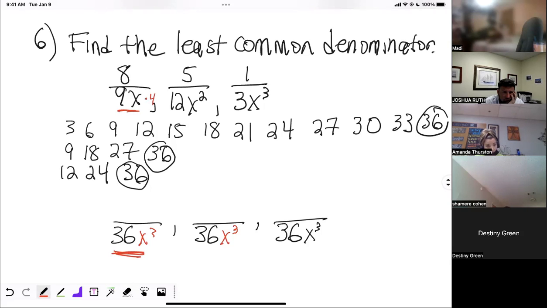I have one x. I need three x's, which means I'm going to multiply it by 2 more x's to get x to the third. So that means I multiply the numerator by 4x squared. What does that become? 8 times 4 is 32, and x squared. You multiply the numbers, keep the x squared.